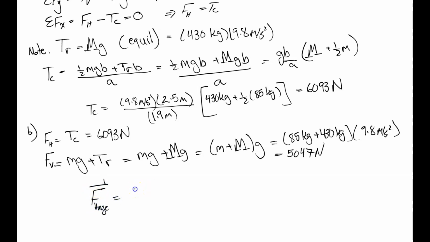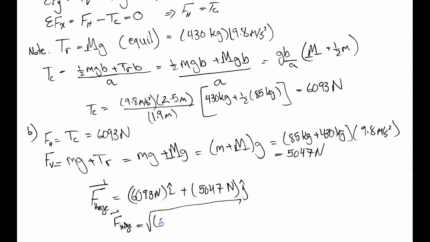So now we can say that F from the hinge is going to equal 6093 newtons I hat plus 5047 newtons J hat, which means the magnitude of F sub hinge, forgot the end, is going to equal the square root of 6093 newtons squared plus 5047 newtons squared, or approximately 7900 newtons.